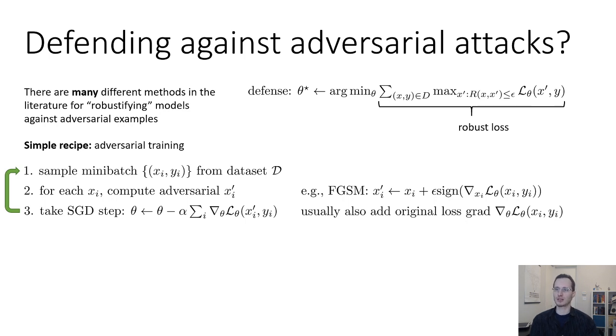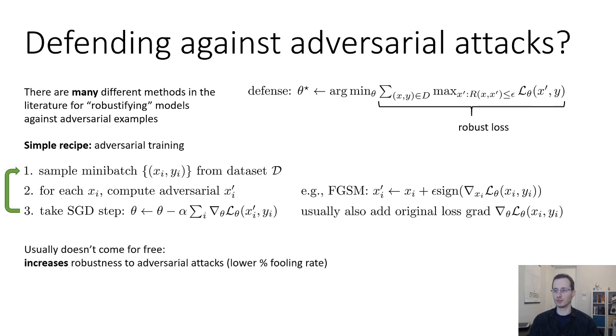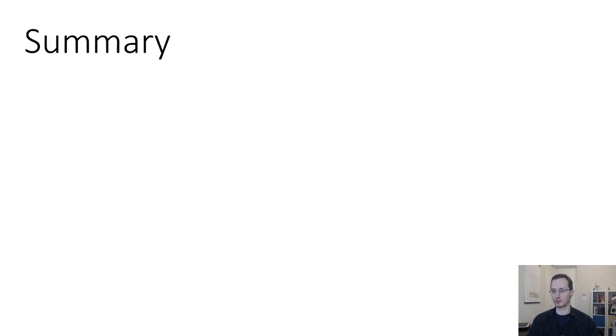So this procedure is almost identical to SGD, with the only modification being that for every x_i in our mini-batch, we construct an adversarial x_i prime, for example, by using FGSM. This is called adversarial training, and it can dramatically improve the robustness of your model, although it doesn't defend against all attacks. And it usually doesn't come for free. So it'll increase your robustness to adversarial attacks, which is usually measured as a lower percentage fooling rate. But it will decrease the overall accuracy on the test set compared to a naive network, and that makes a lot of sense because you're trying to make your model more robust, so you must be paying some price for it. By becoming more robust, your model usually becomes a bit less accurate.